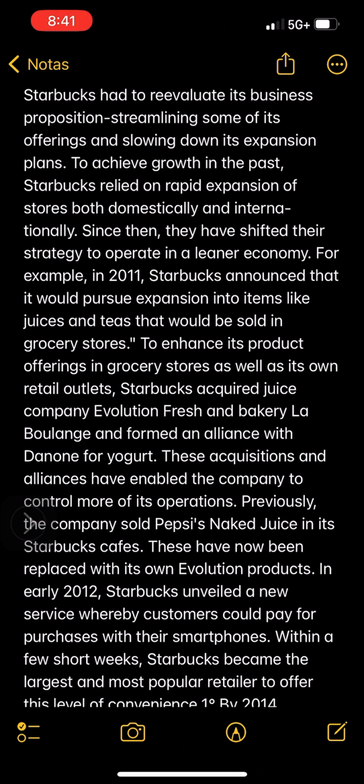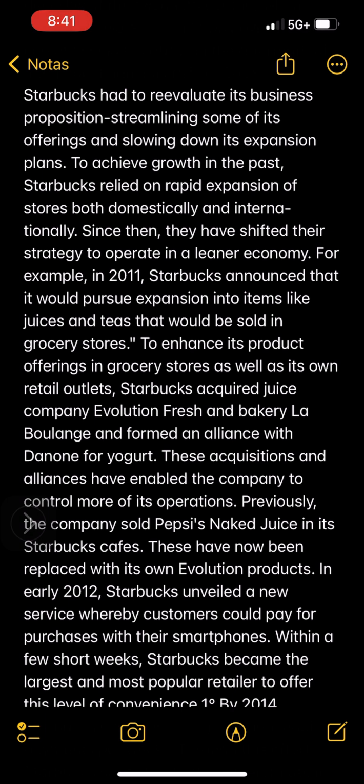For example, in 2011, Starbucks announced that it would pursue expansion into items like juices and teas that would be sold in grocery stores to enhance its product offerings in grocery stores as well as its own retail outlets. Starbucks acquired juice company Evolution Fresh and bakery La Boulange and formed an alliance with Danone for yogurt. These acquisitions and alliances have enabled the company to control more of its operations. Previously, the company sold Pepsi's Naked Juice in its Starbucks cafes. These have now been replaced with its own Evolution products.